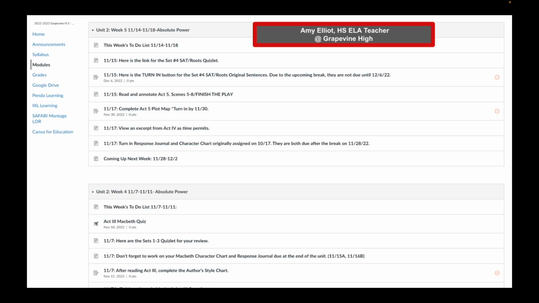Here is an example of her Unit 2 modules expanded. Notice how she has 2 separate Unit 2 modules. You can group your modules however you would like. Once again, notice the dates. Week 5, 11/14 to 11/18, Absolute Power. Week 4, 11/7 to 11/11, Absolute Power. I also love that Amy utilizes assignments as well as pages and even quizzes.